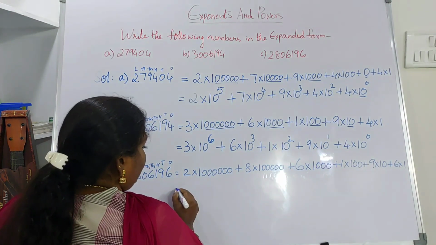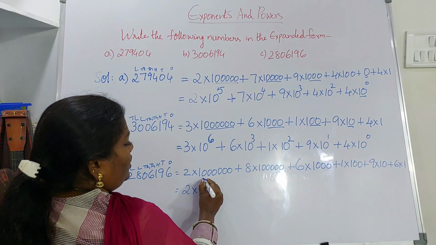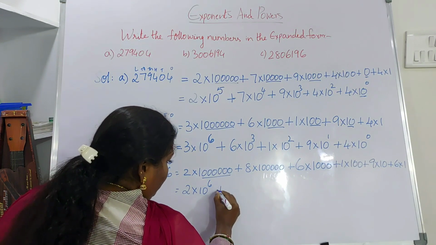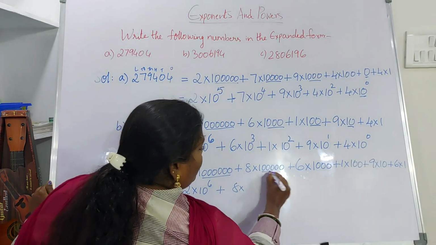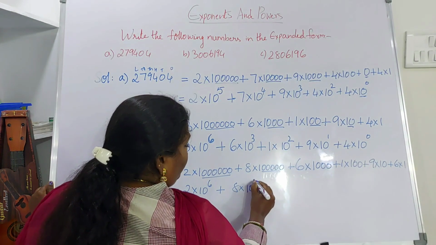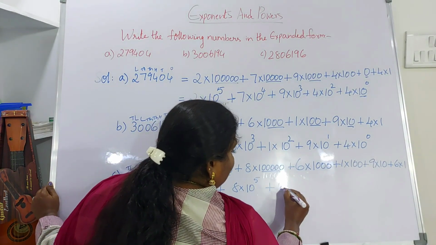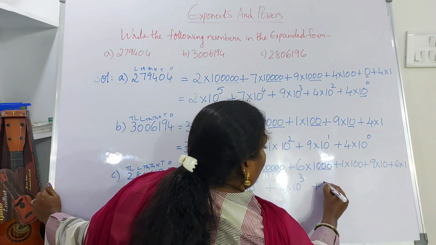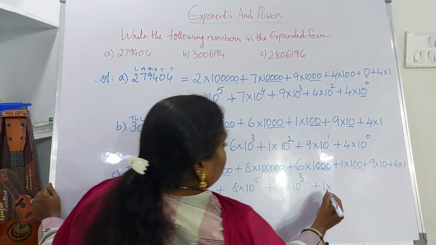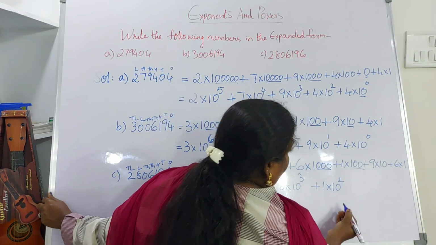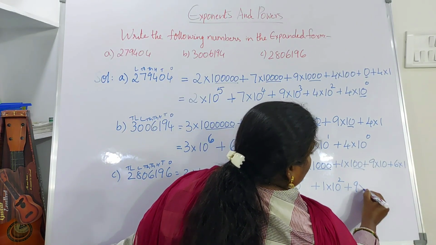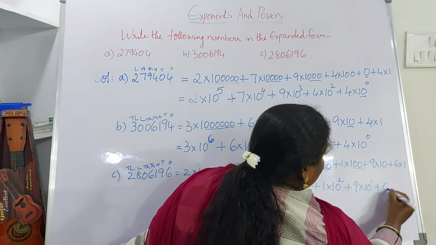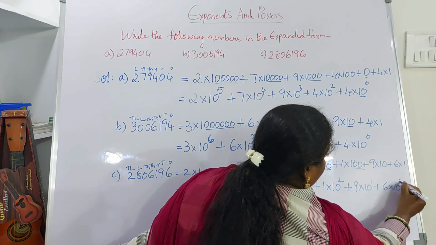Yes. So let me write in exponential form. 2 into, now 1 followed by 6 zeros. So I can write it as 10 to the power of 6, plus 8 into 1 followed by 5 zeros, so 10 to the power of 5, plus 6 into 1 followed by 3 zeros, so 10 cube, plus 1 into 1 followed by 2 zeros, so 10 square, plus 9 into 10 to the power of, it's only 1 zero, so write 1, plus 6 into 1, which can be written as 10 to the power of 0.